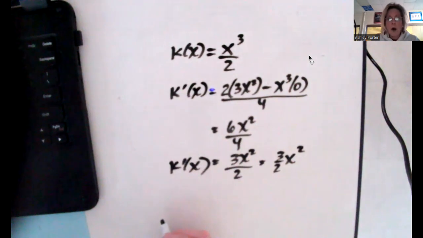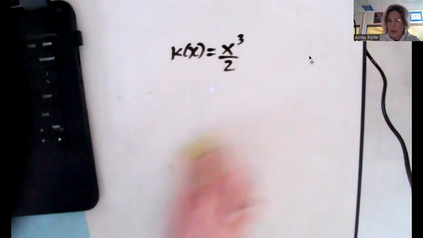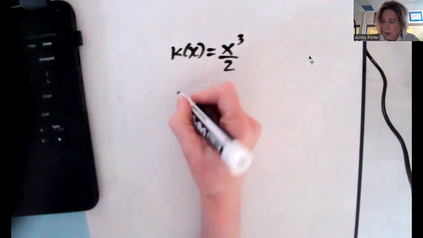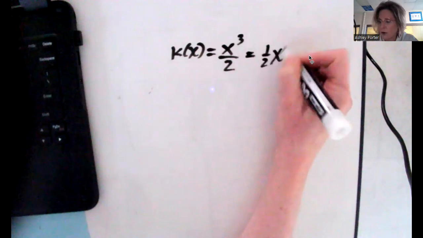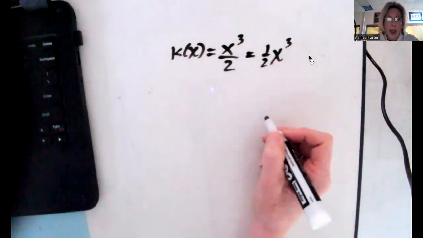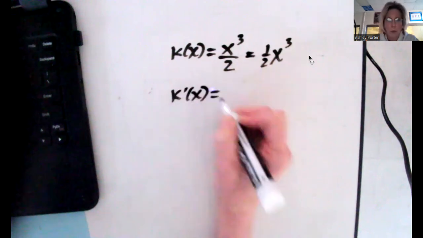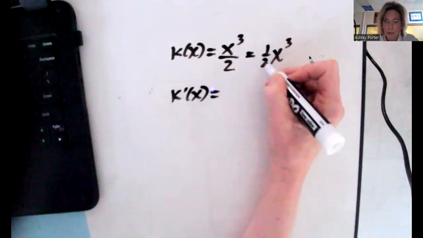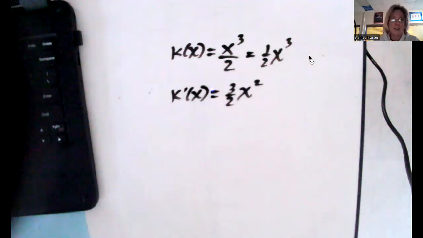All right. What would have been easier instead of doing the quotient rule? And sometimes we all blow something out of proportion and make it too big a problem. But if you will look at k of x as 1/2 x to the third, that is way easier. Then it's just a product and power rule problem. So 3 times 1/2, 3/2 x to the second power. That is so much easier.